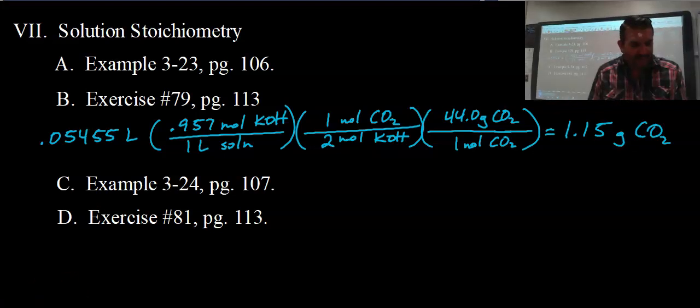Take a look, 107. Similar problem, except this time we have two solutions that are reacting. We're given the molarity of one solution, the sodium hydroxide, and then we're given the molarity and the volume of the other solution. So again, anytime you're given the volume and molarity of a solution, you can use that to find moles. So find moles of H2SO4 first. Use our mole ratio to find moles of NaOH. And then once we have moles of NaOH, and we have the molarity of NaOH, we can use that to find the volume needed for the reaction to occur.